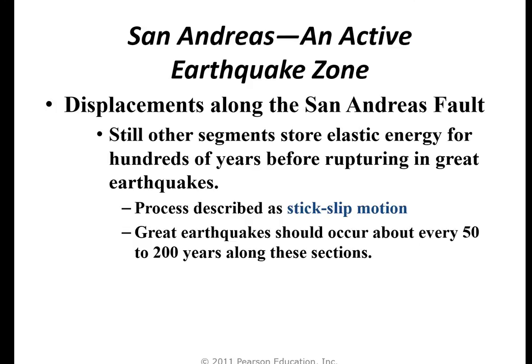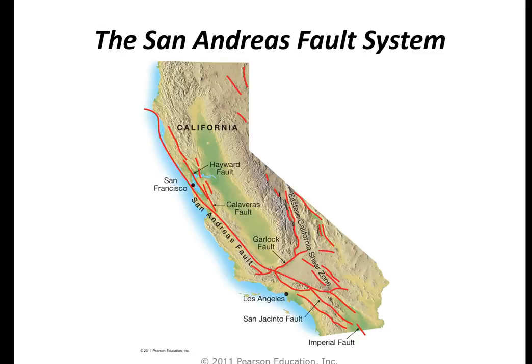Still other segments store elastic energy for hundreds of years before rupturing in great earthquakes. And this is a transform fault that we've already discussed, and the process is known as stick-slip motion. Great earthquakes should occur about every 50 to 200 years along these sections. So here's the San Andreas Fault. It's a very long fault line going from Los Angeles and San Diego up to San Francisco and beyond.